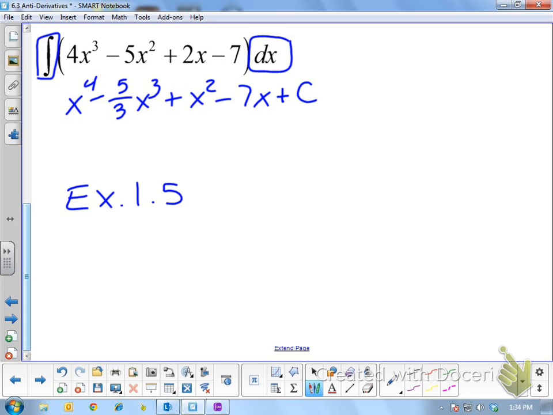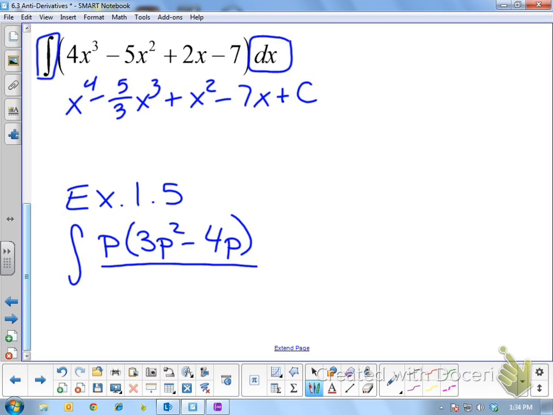Let's say we have the integral of p times 3p squared minus 4p, divided by, no, let's say plus something, plus 12 over p to the 3rd dp.